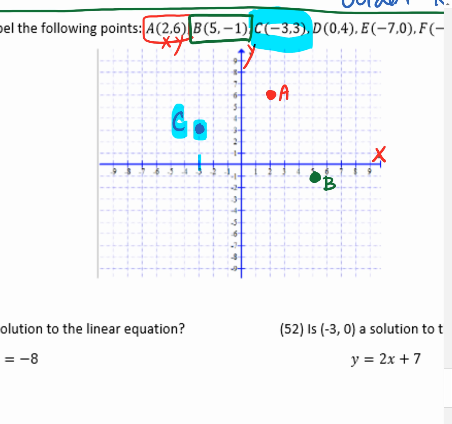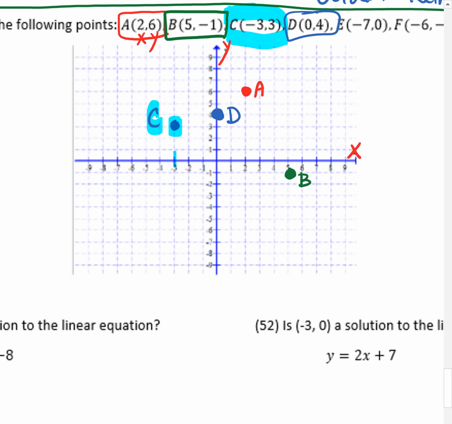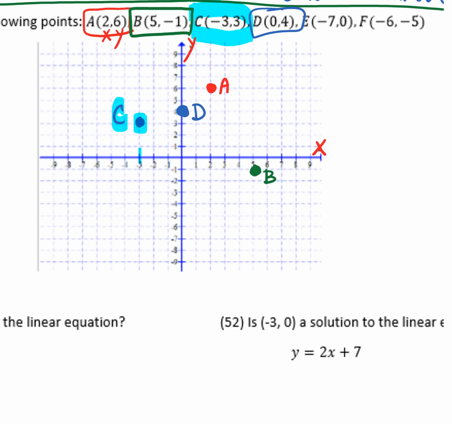There it is. All right, next guy. D is 0, 4. So 0 on the x-axis means I don't go left or right. The 4 on the y-axis means I go up to 4 on the y. And that's point D. The next one is E, -7, 0. So I'm going to go over to -7 on the x-axis, but on the y-axis it's 0, so I'm not going up or down any. I'm just staying right there. That's E.